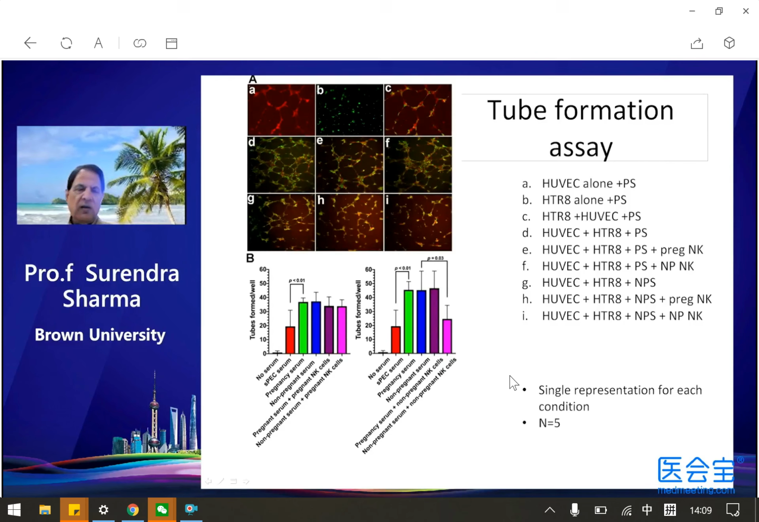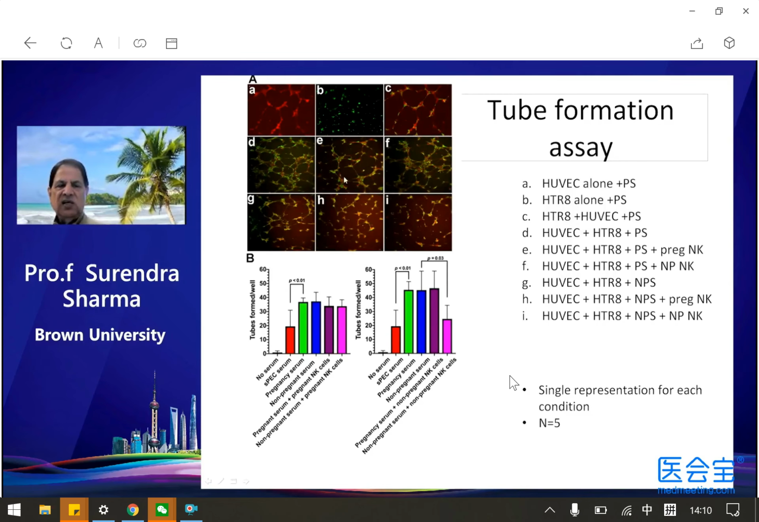When we assay these cells here, these are endothelial cells, and by themselves, without trophoblast cells, they start forming three-dimensional structures. HTR8 cells do not form any three-dimensional structures, and when we mix both of them together, you can see well-defined three-dimensional structures. And these are done in the presence of serum from pregnant women.